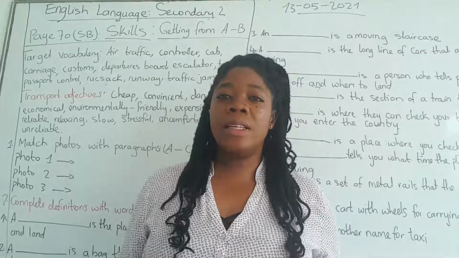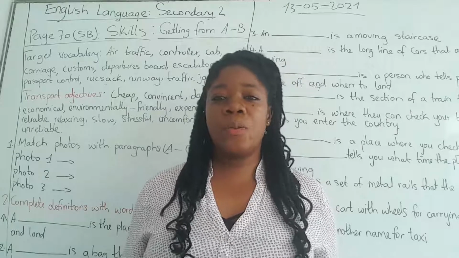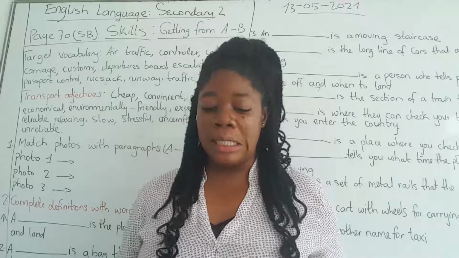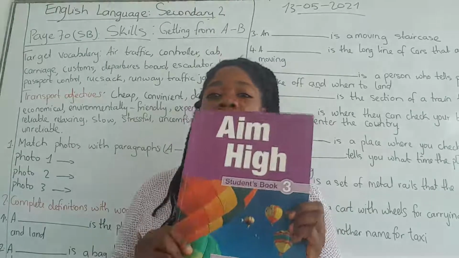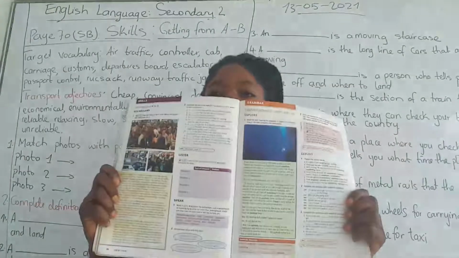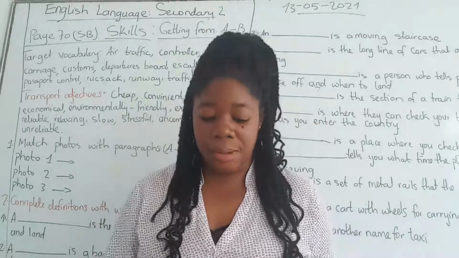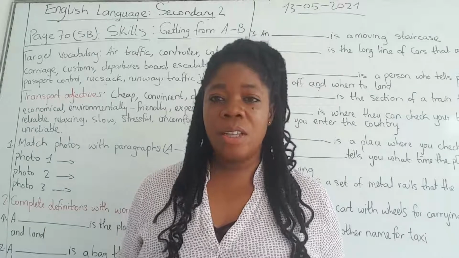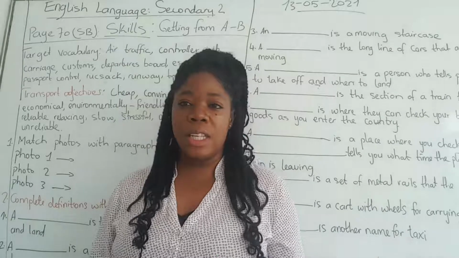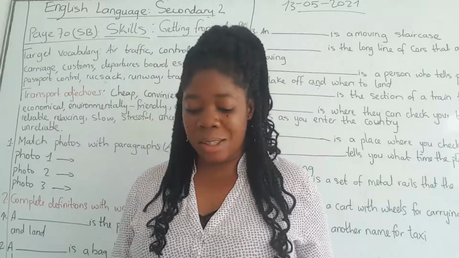Today is the 13th of May 2021 and we are having English language right now with Junior Secondary 2. This is our student's book. Today we are on page 70. Page 70, we'll be talking about skills. You know, all along this unit, we'll be talking of traveling. The main topic of the unit is travel. And today we'll practice talking about transport.